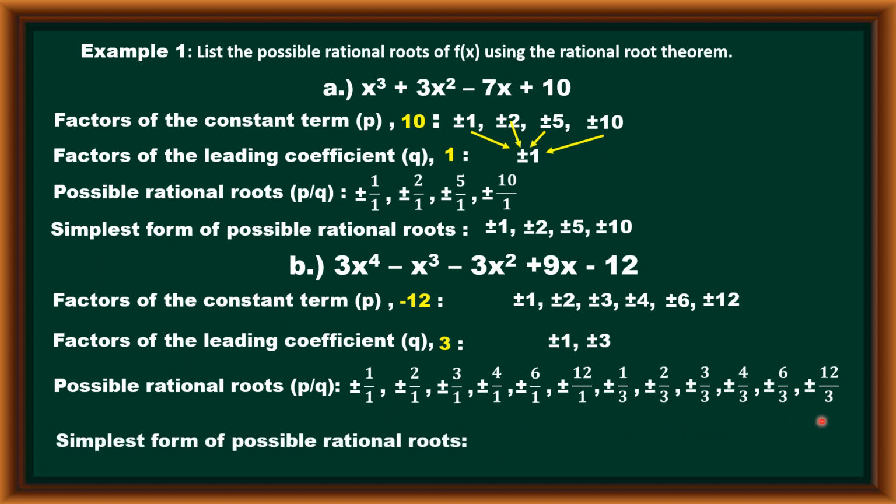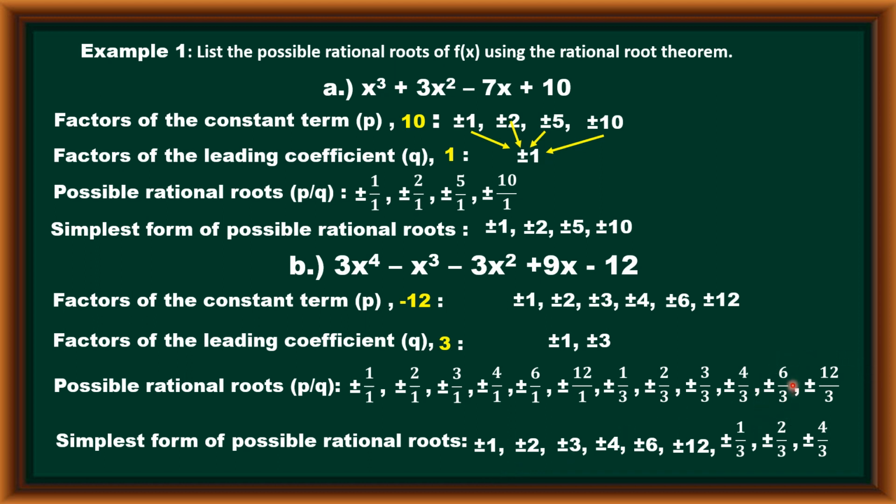Pero simplify muna natin. 1 over 1 is just equal to 1. Positive and negative lahat yun, ha? 2 over 1 is 2. 3 over 1 is 3. 4 over 1 is 4. 6 over 1 is 6. 12 over 1 is 12. 1/3. 1/3 pa rin. 2/3 pa rin. 3 over 3 is just equal to 1. Pero naisulat na natin yung 1 dito. So, hindi na natin kailangan isulat ulit.